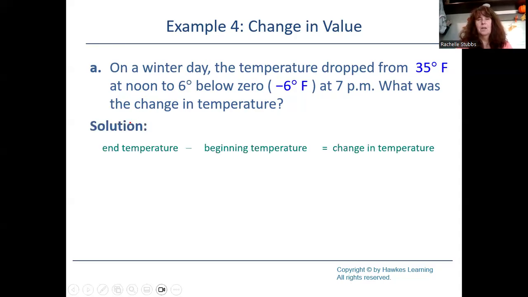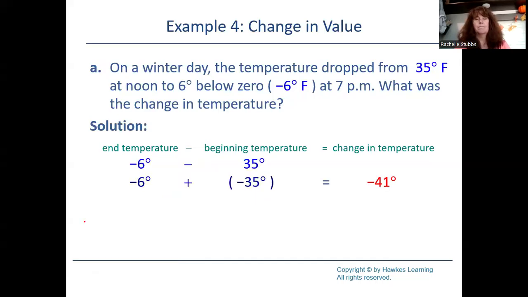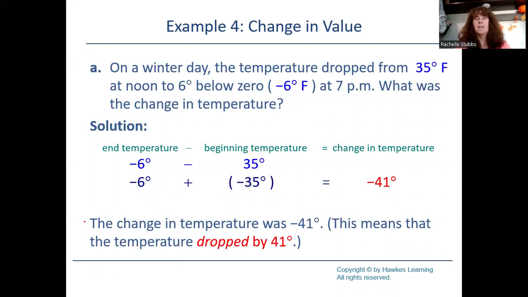Let's see. End temperature minus beginning temperature. Yeah. So my ending temperature was a minus 6, and I'm going to minus my beginning temperature, which was 35. And if I do that, I rewrite this, I change this to plus, and I write the opposite of that, and it's a negative 35. A negative 6 plus a negative 35 is equal to a negative 41. So the change of temperature went down. This is how I know it's down, is that negative 41 degrees. Meaning it dropped 41 degrees. That's what that negative on the 41 suggests.